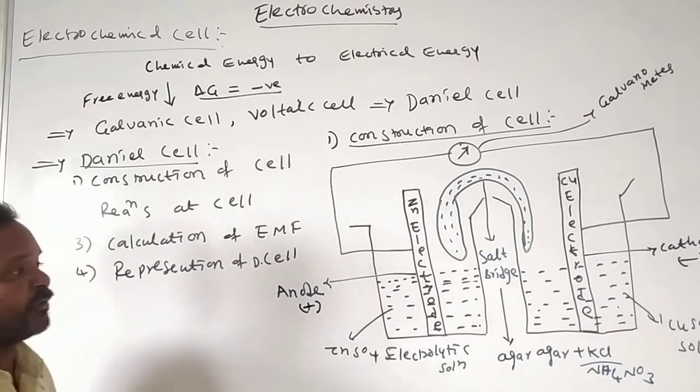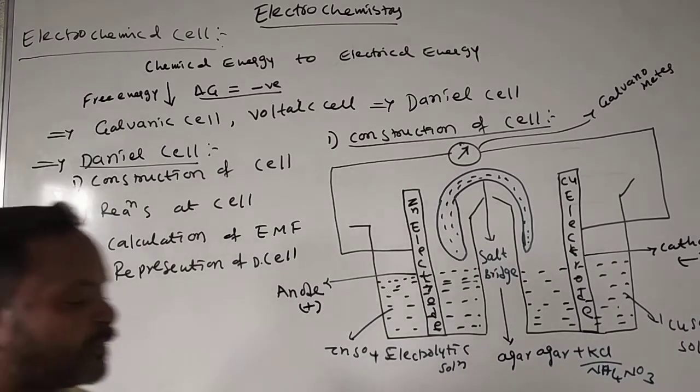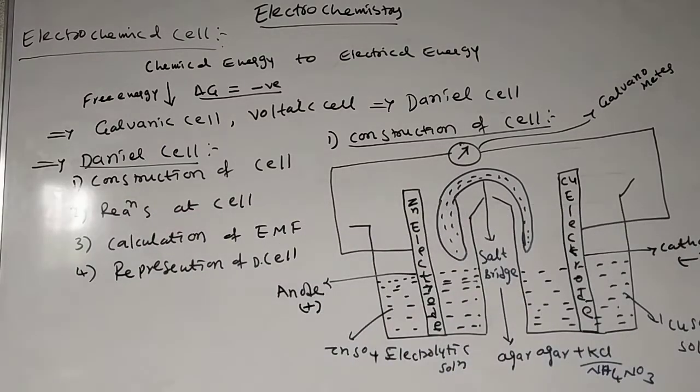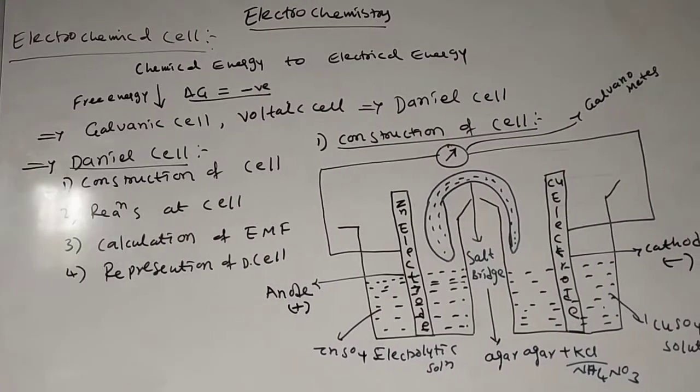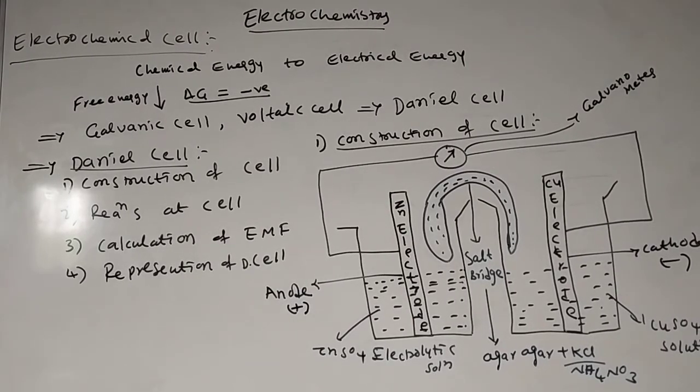Then first we'll see the significance of the salt bridge. What is the use of the salt bridge? What does it indicate here? The salt bridge connects the two electrodes, one is the cathode electrode and the other is the anode electrode.